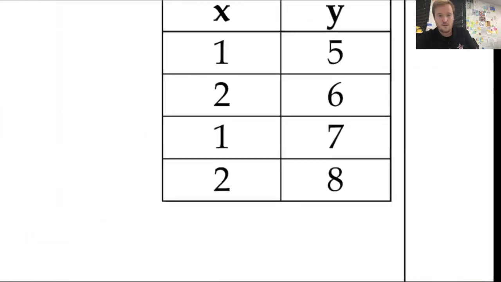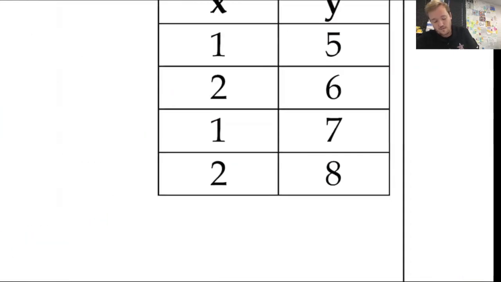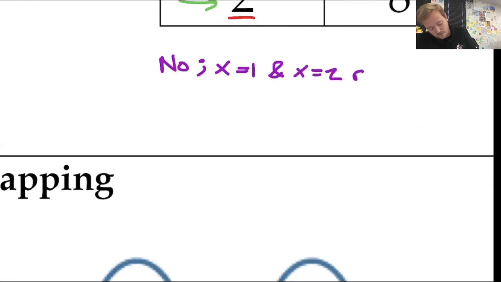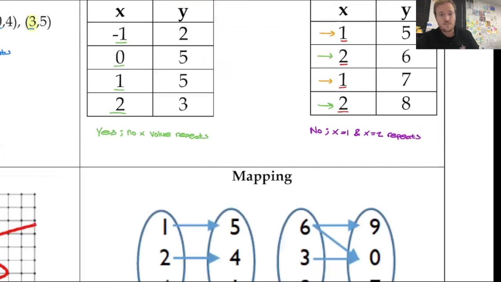All right, looking at the second table over here. So we have 1, 2, 1, 2. So we actually have a couple different sets. We have one that repeats. We also have 2 that repeats. So this one's really not a function. X equals 1 and x equals 2 repeat. So there's actually more than one reason why this one's not a function.